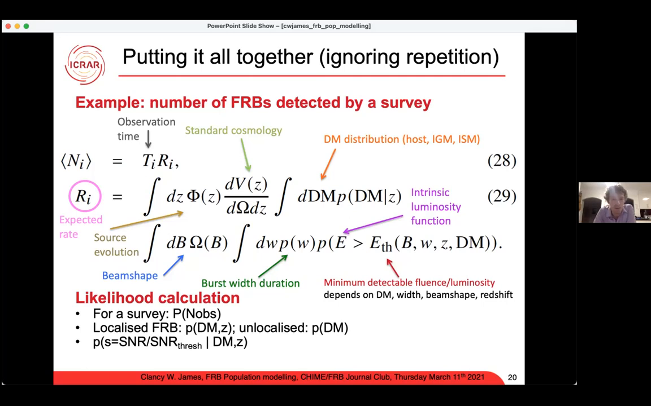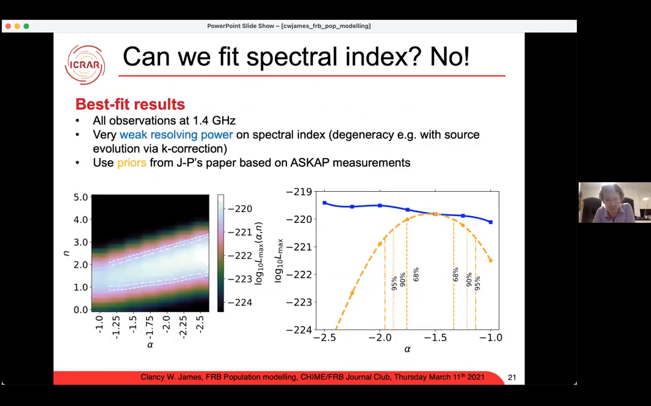So I've sent a few emails to different people in CHIME asking you to please publish the measured signal to noise ratio and the threshold signal to noise ratio. I'll ask again nicely, please. It's important for stats here, but we'll see. Okay, so what do we get? Well, the first thing you get is that we can't fit strongly for spectral index, right?